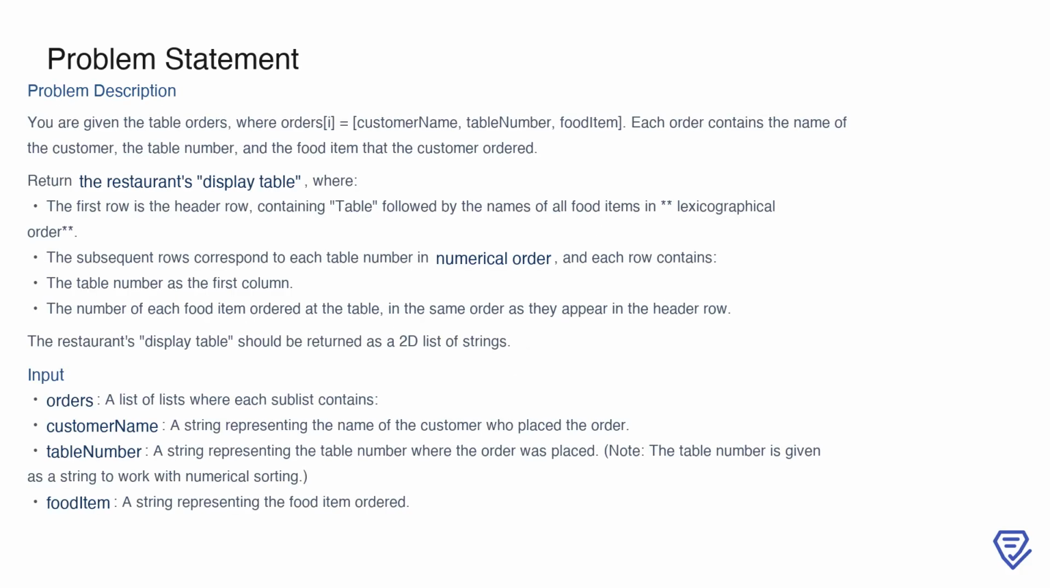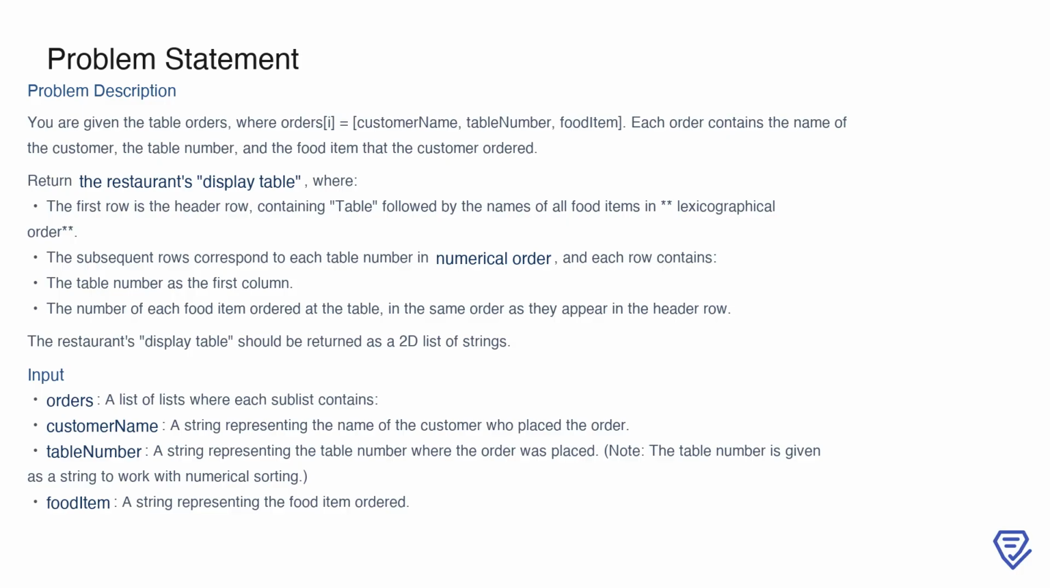In this problem, we are tasked with creating a structured summary of food orders in a restaurant. Each order is represented as a list containing three elements: the name of the customer, the table number, and the food item ordered. Our goal is to generate a display table that organizes this data in a specific format. The first row, known as the header row, begins with the word table and is followed by the names of all food items sorted in lexicographical order.